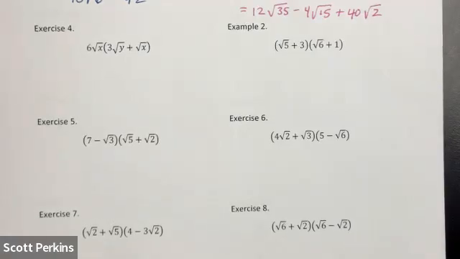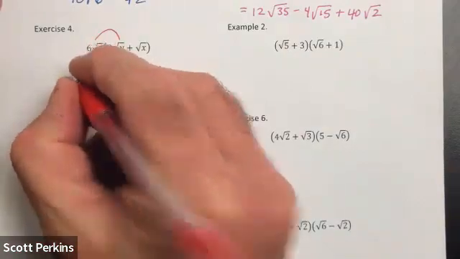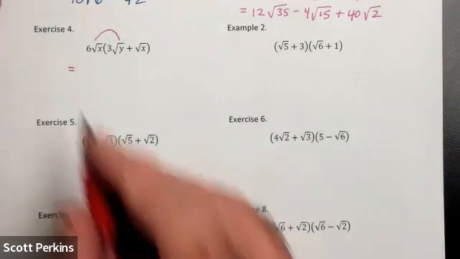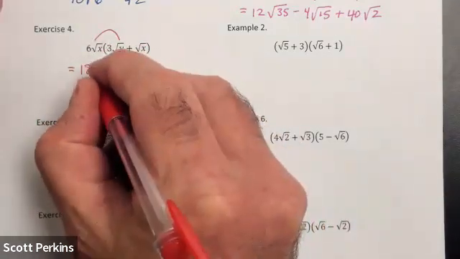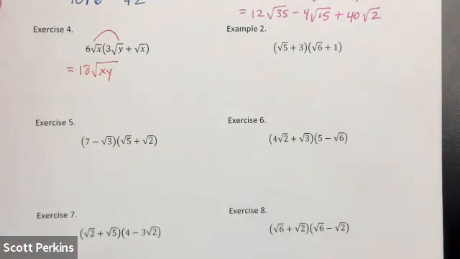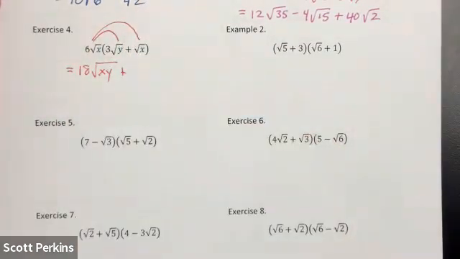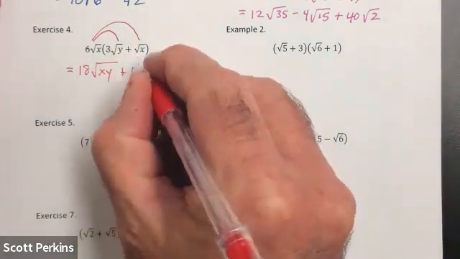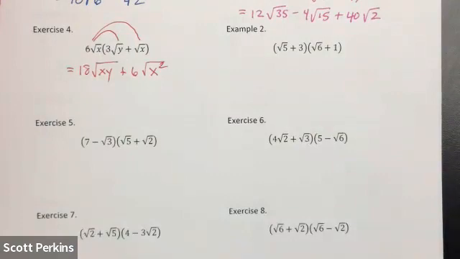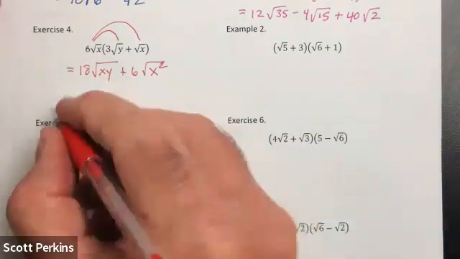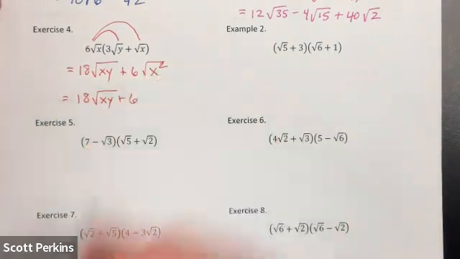All right, so let's distribute here. So we've got 6 square root of x times 3 square root of y. So 6 times 3 is 18. The square root of x, square root of y is the square root of xy, just all under one radical. And then plus 6 square root of x times the square root of x. Square root of x times square root of x is the square root of x squared. And pretty clearly, I can simplify that second radical. And so when I take the square root of x squared, I have 6 times what?